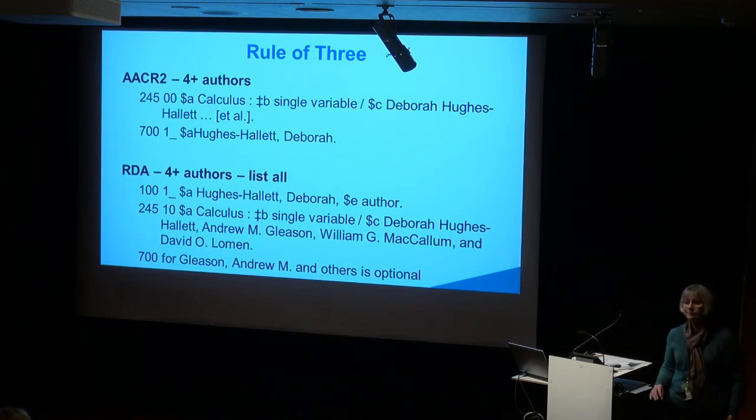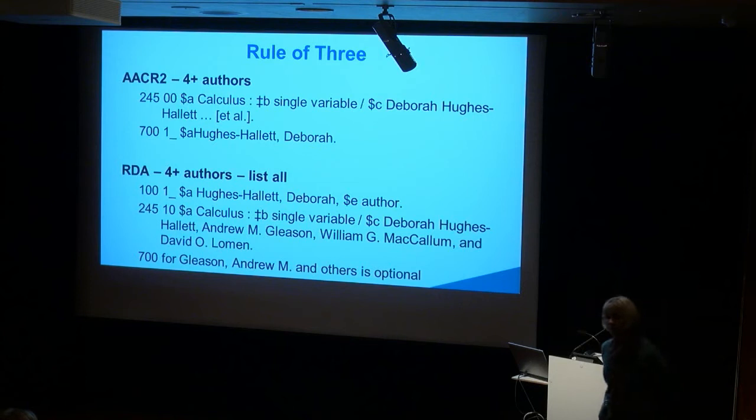If you do just have the 100 for the first person, it's okay to have all of them in the $C, but not have 700s. You don't have to. But you can. You can if you want to. Your choice.